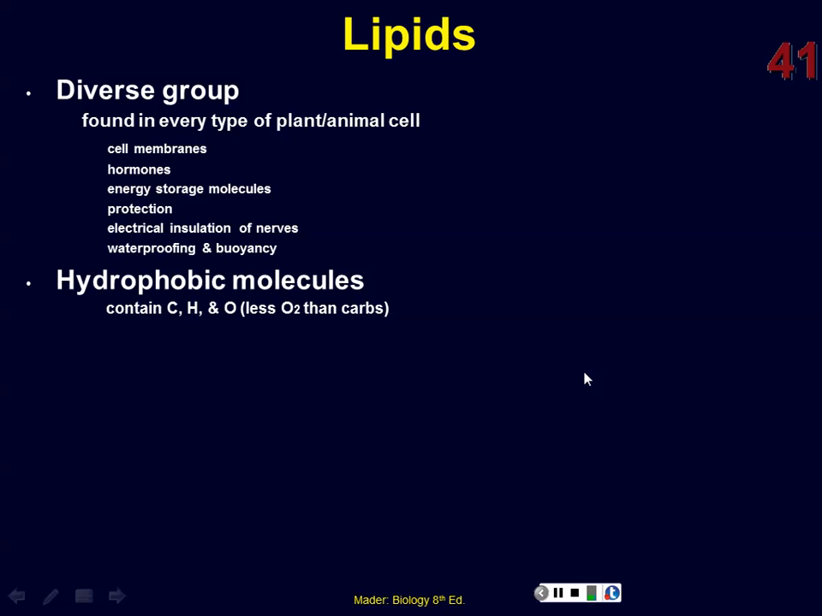As far as the definition of what a lipid is, that's a molecule that contains carbon, hydrogen, and oxygen. It's going to have less oxygens than carbs. It's not going to be that 1:2 to 1 ratio. So if you have to pick them out, they wouldn't have that ratio.